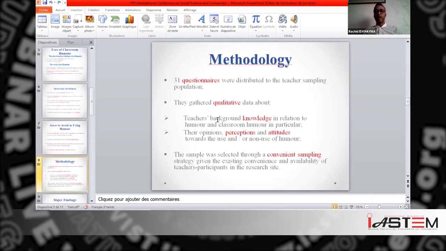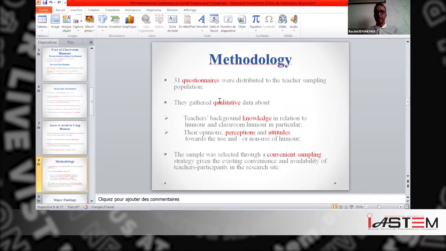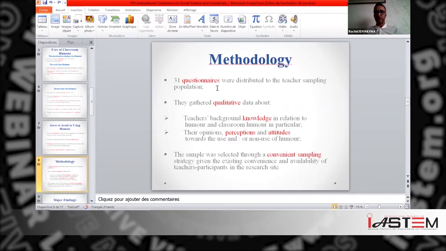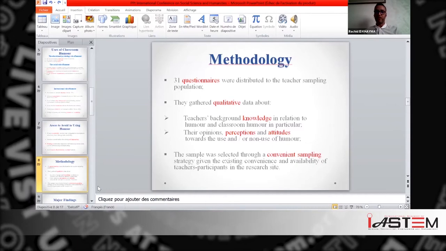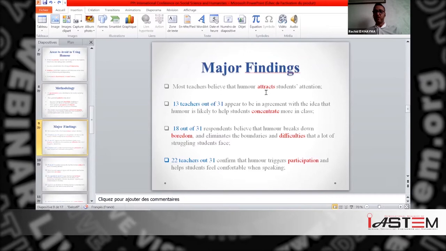So I adopted a qualitative method in the study. I distributed 31 questionnaires to teachers. The sampling strategy I use is convenient sampling because the teachers were present in the research site. My major findings: most teachers believe that humor attracts student attention.